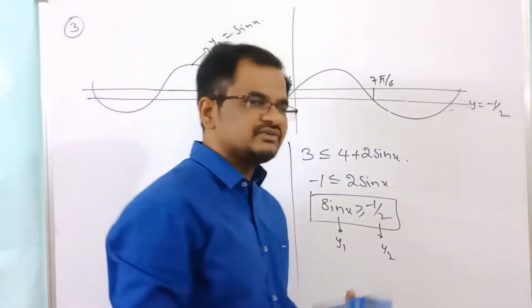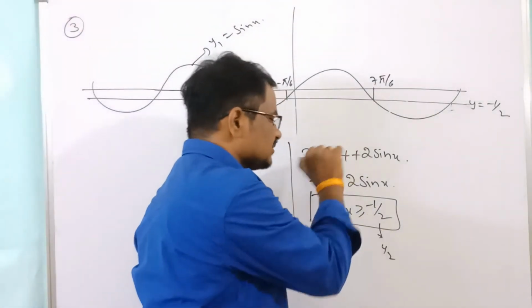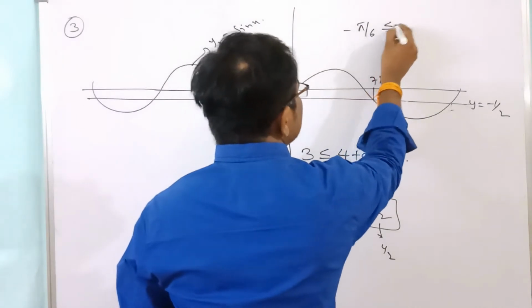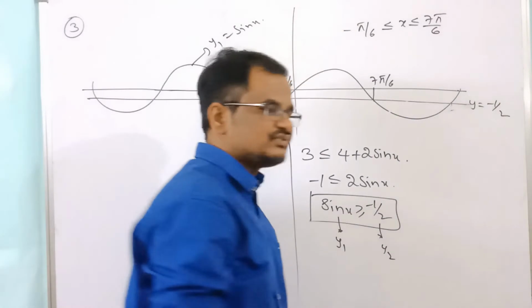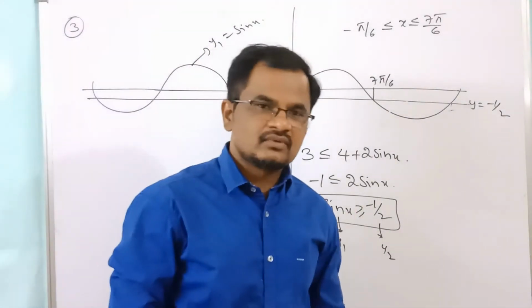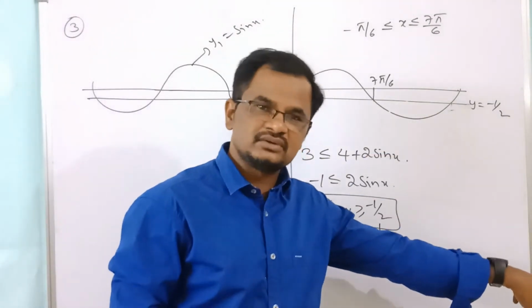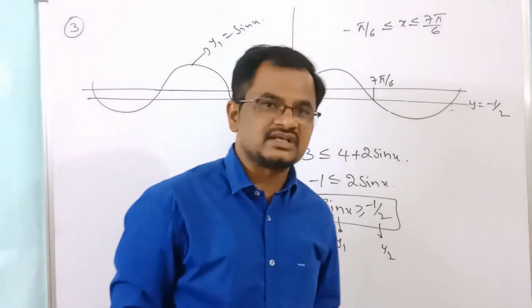What is the difference between the previous problem and this problem? In the previous problem equal to was not there. Here equal is there. Means minus pi by 6 less than or equal to x less than or equal to 7 pi by 6 in simplest form. So this is one interval where sin x is greater than or equal to minus 1 by 2. But many intervals are there where sin x is greater than or equal to minus 1 by 2.